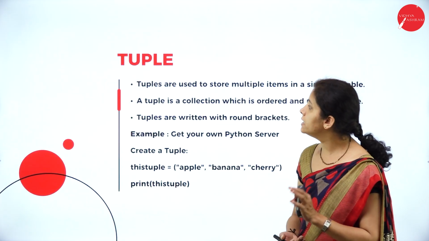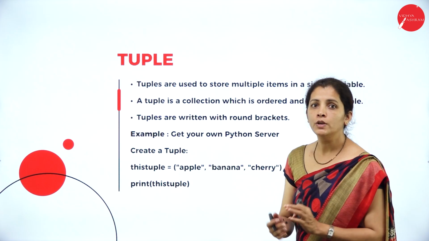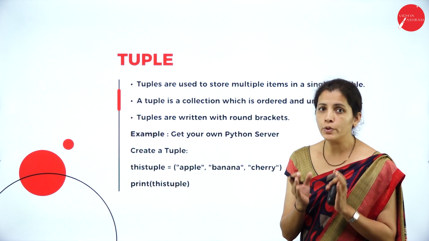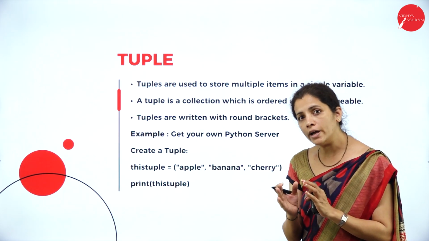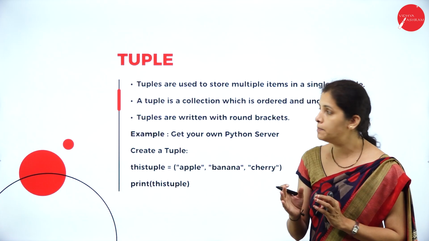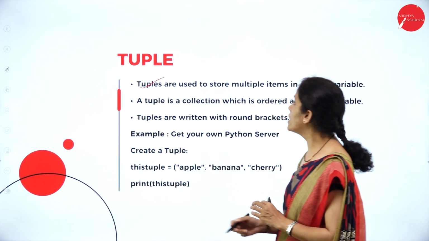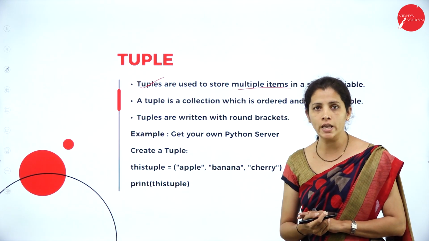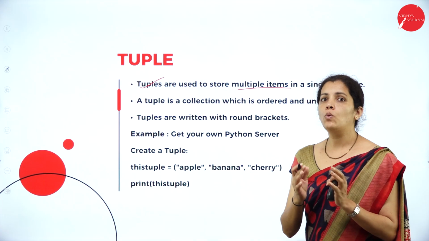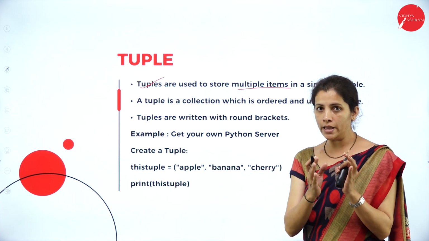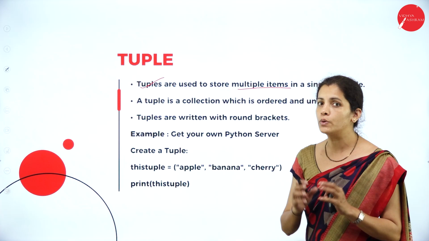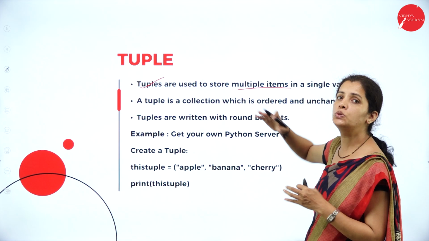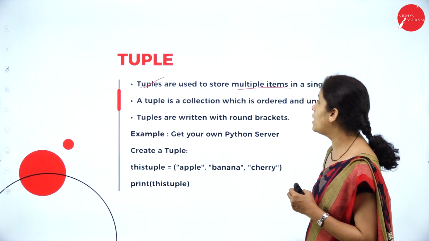Anyway, dear student, let's start with tuple. So what is tuple? It's also a data type used to store group of element or collection of element. So tuples are used to store multiple items in a single variable. Anyway, we know what is array. Array is a single variable used to store multiple values. Here also, tuple is nothing but a single variable used to store multiple values.